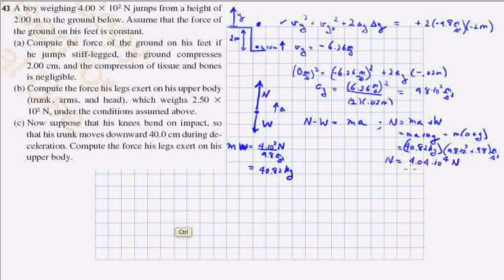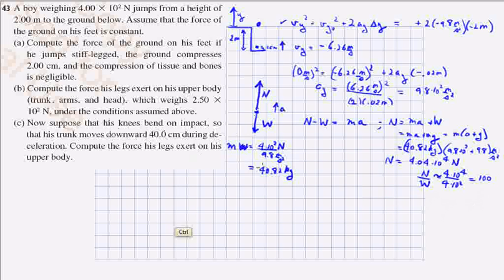Okay, so to put this in perspective, if we take this N and we divide it by his weight, I get roughly 4 times 10 to the 4 over 4 times 10 to the 2. Let me put an approximate sign here. And so you can see this ratio is 100, which is to say that the force exerted by the ground upwards on his feet is 100 times his weight. That's a very large force.